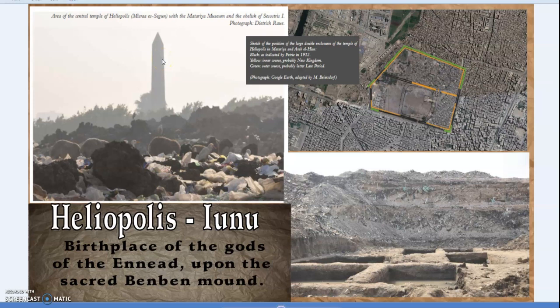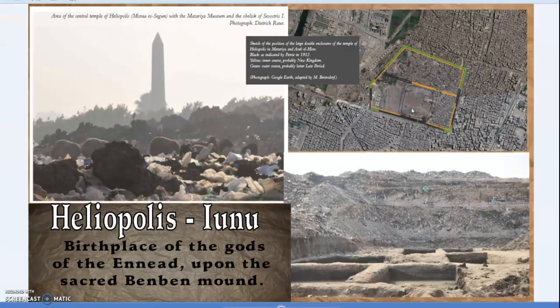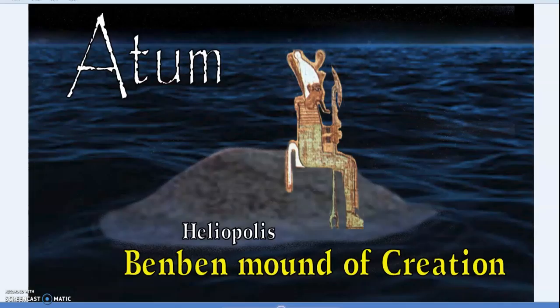Formerly older writers such as Strabo and others speak of how many obelisks there were in Heliopolis. There were more in Heliopolis than there are large obelisks across probably the rest of Upper and Lower Egypt. But this was the birthplace of the gods of the Ennead. And marked here is the sacred Ben mound of creation, which the ancient Egyptian texts describe as being Heliopolis, and references to Atum, the father of the gods, who was the first to emerge from the primal waters of creation upon the Ben mound.